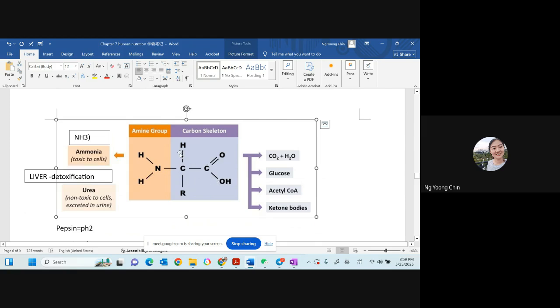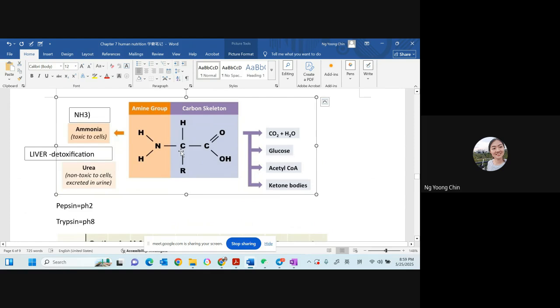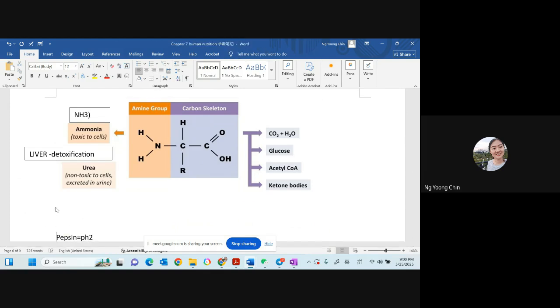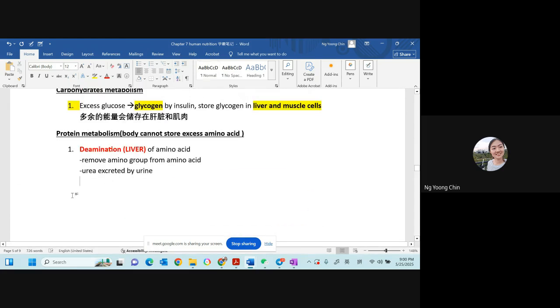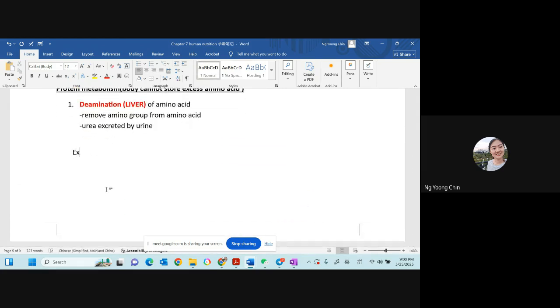Please always remember that in the protein digestion process, whenever your body has excess amino acid, the excess amino acid cannot be stored in the body.